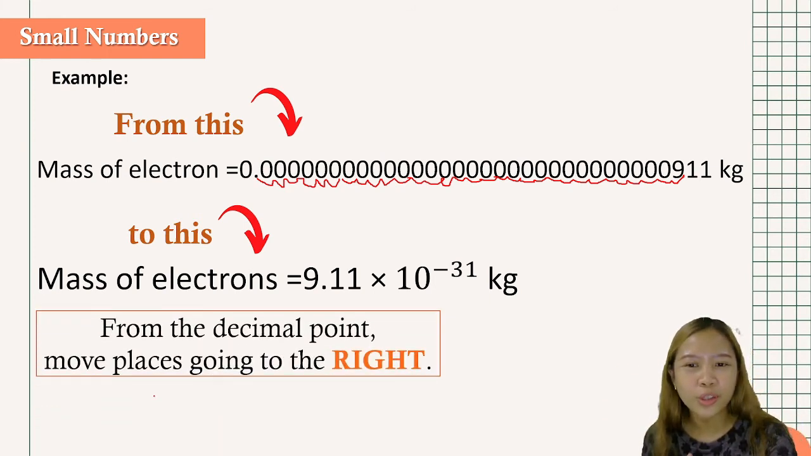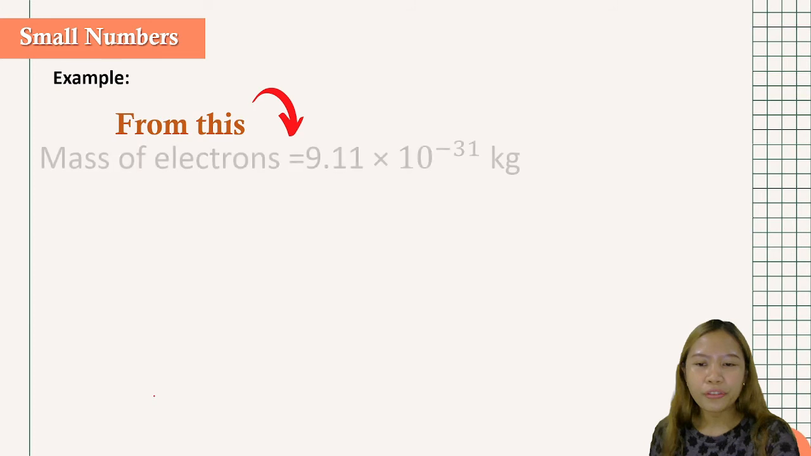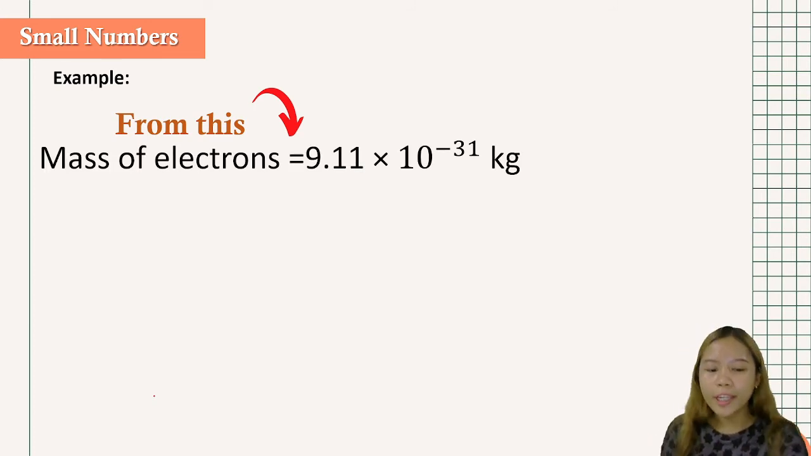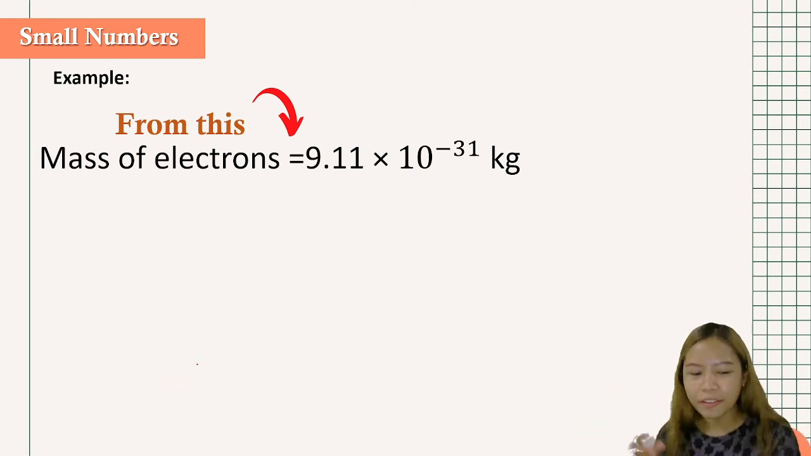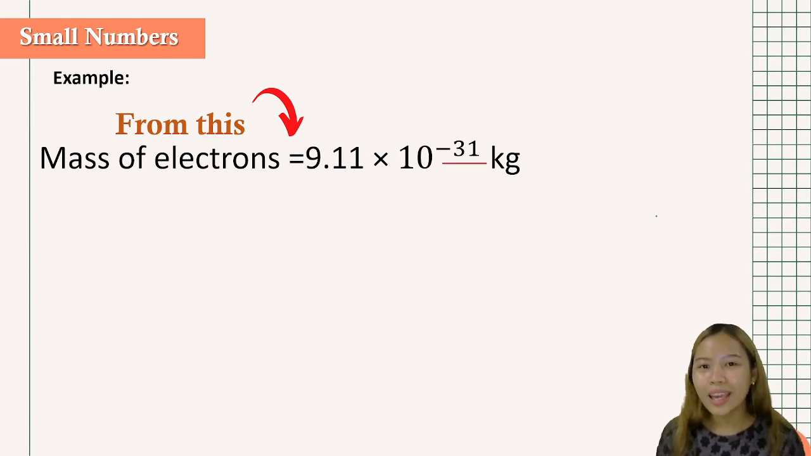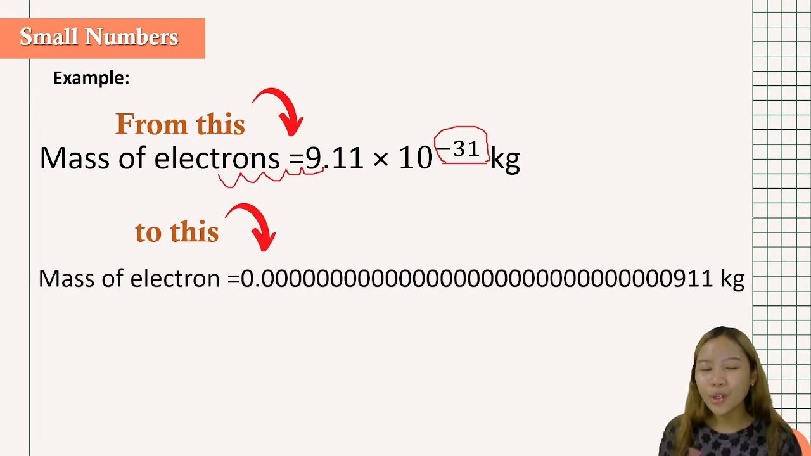How about scientific notation to standard form? Okay, so from this, we will be moving places to the left. Earlier we moved to the right, this time we go back to the left. So, we are going to move 31 places. Okay? 31 places, and that is based on our exponent. So, if we move 31 places going to the left, this will be our answer. We go back there. Okay, there.